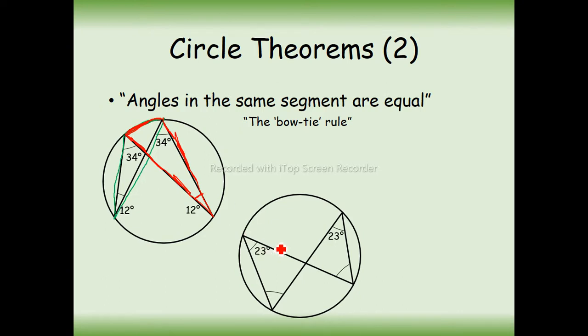These two would be in the same segment, so they are what? Equal. So if this one is 23, this one is 23. If this is 51, this one is also 51. Draw that one too.